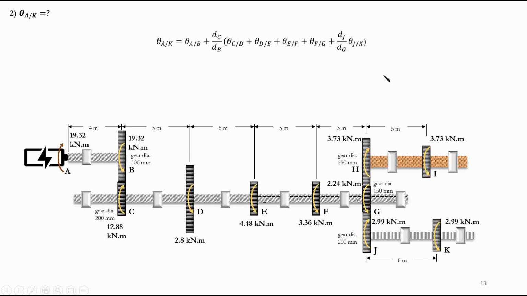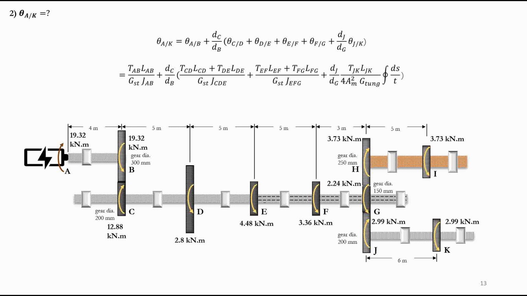Now that I know this, I can write all the formulas and just substitute the values. So theta A with respect to B, what is AB? AB is a solid circular section, so TL over JG. I have sections CD and DE. These two portions are also solid circular sections. So again, I have T_CD L_CD plus T_DE L_DE over G times J_CDE. Plus EFG, which in this case is a hollow circular section. Of course, J is different, so that's why I separated these. So again TL over JG.